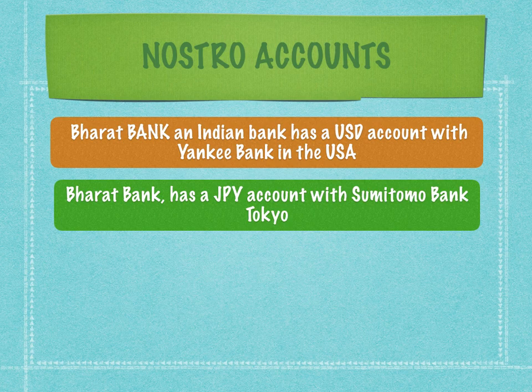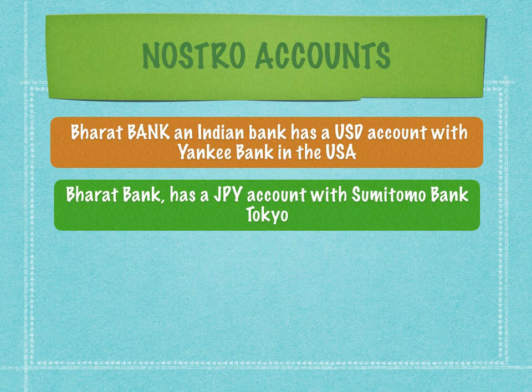Similarly, Bharat Bank might be having a lot of customers who need JPY, so they have opened a JPY account with Sumitomo Bank in Tokyo. Who owns the JPY? Bharat Bank. Who holds the JPY? Sumitomo Bank. So therefore, for Bharat Bank, this is a Nostro JPY with Sumitomo Bank in Tokyo. Is this clear? When Sumitomo Bank refers to this same Nostro account, they will call it a Vostro account. Is this clear?